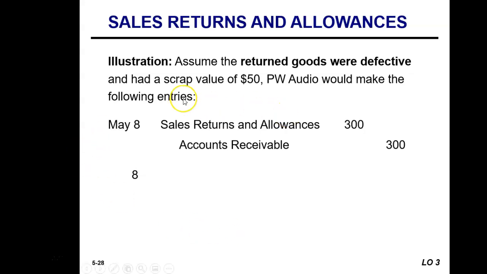Now, what if they return a product to us that is defective and we really can't use it? Say they return products to us and it had a scrap value of, let's say, $50. You still debit the first entry, sales return and allowance, and credit accounts receivable, and now we're going to just debit inventory for the actual scrap value, in this case just the $50. You still have two sets of journal entries, just at a lower value for the inventory account and your cost of goods sold.